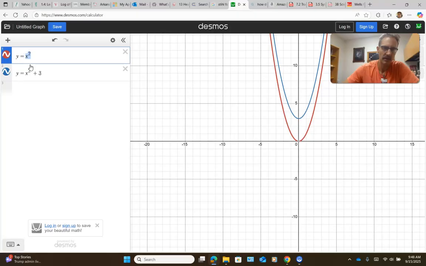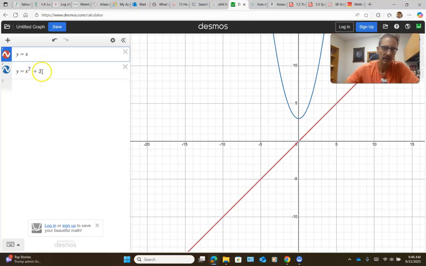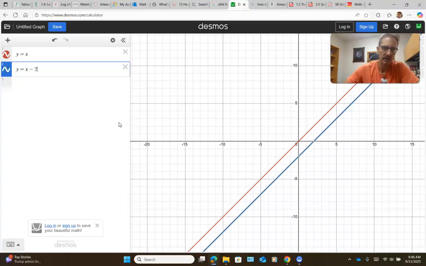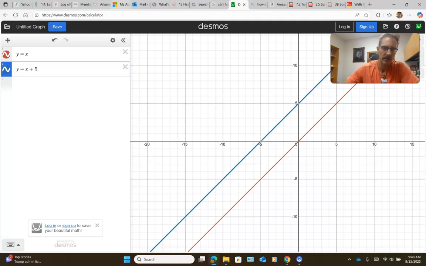Let's think about just a linear function. There's our basic linear function. Okay, and we'll add or subtract a number from that. So x minus 2. Well, look at the blue line. It shifted down 2 units, didn't it? Or what if I say plus 5? Now it's shifted up 5 units.